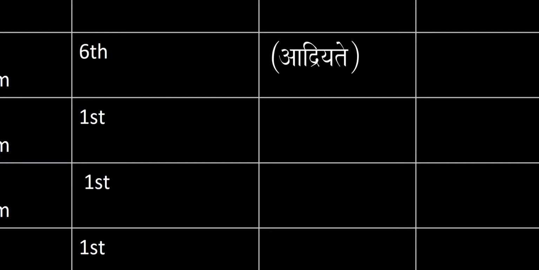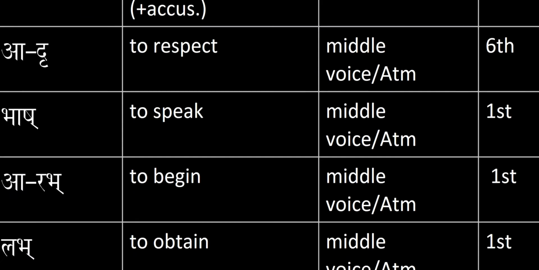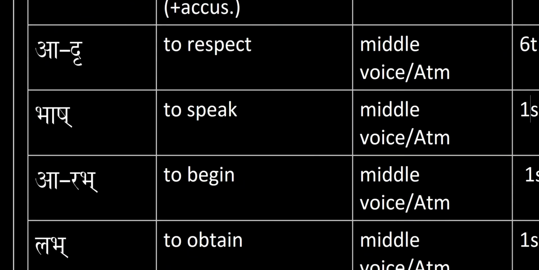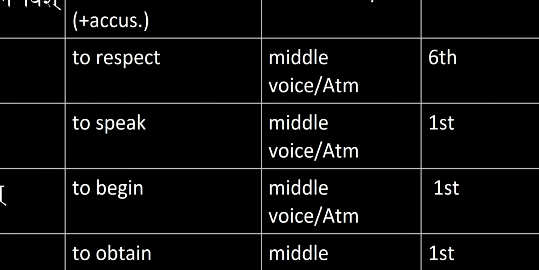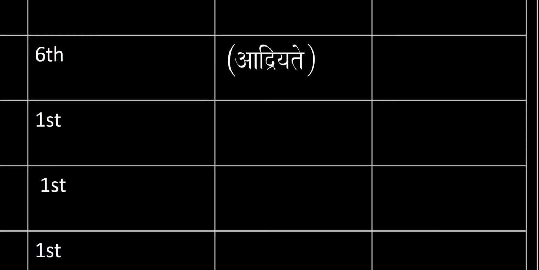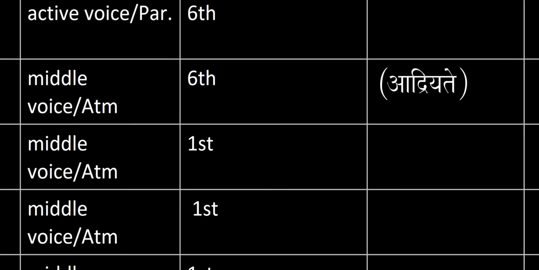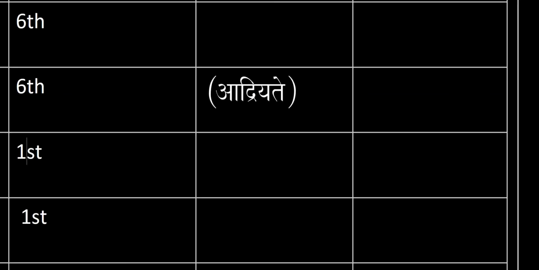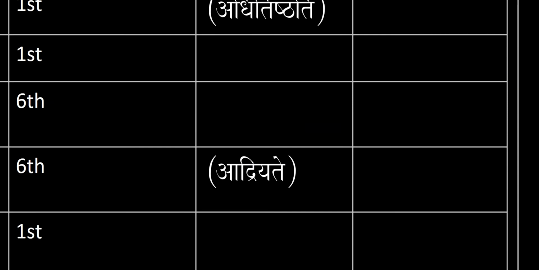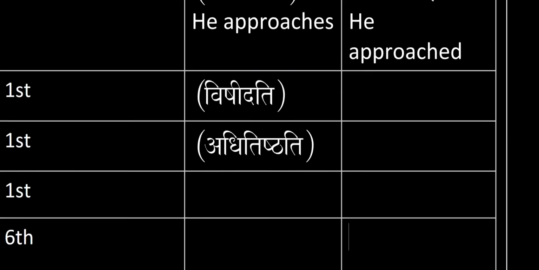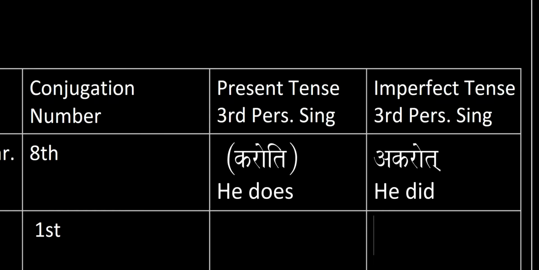And then one more that I gave to you in the sixth conjugation was adri, to respect. And I have adriyate. So that was the middle voice, sixth conjugation. So by giving this to you, you should be able to figure out what it is in the imperfect tense.